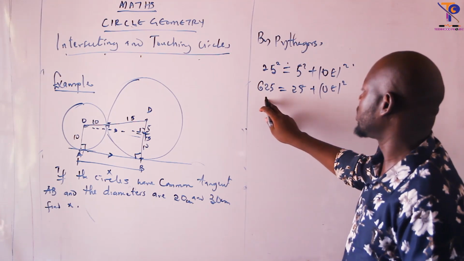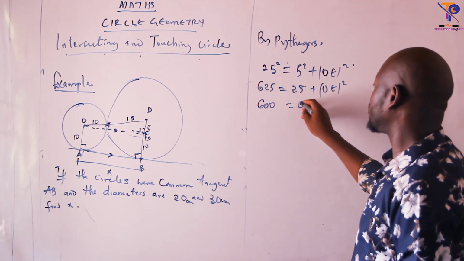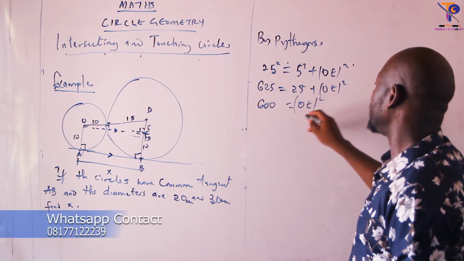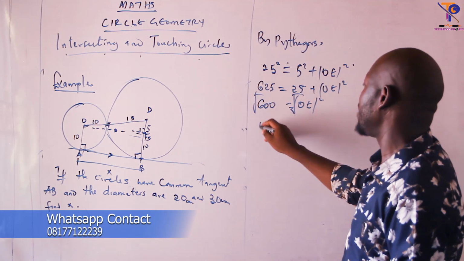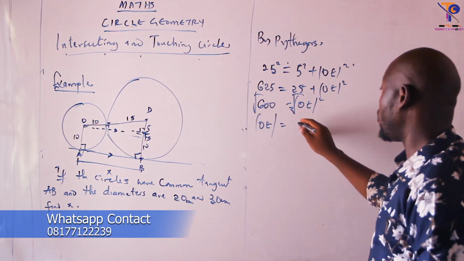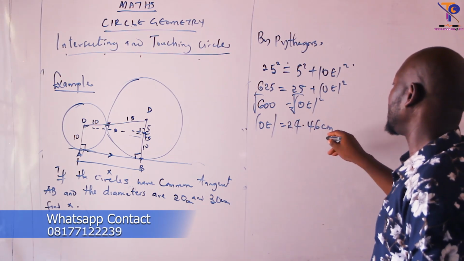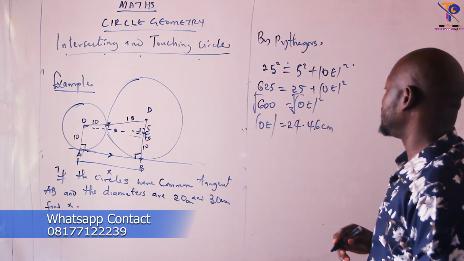Then we move this to the other side. We have 600 directly is equal to OE squared. So when we root the two sides, we have OE equal to 24.46 centimeters.